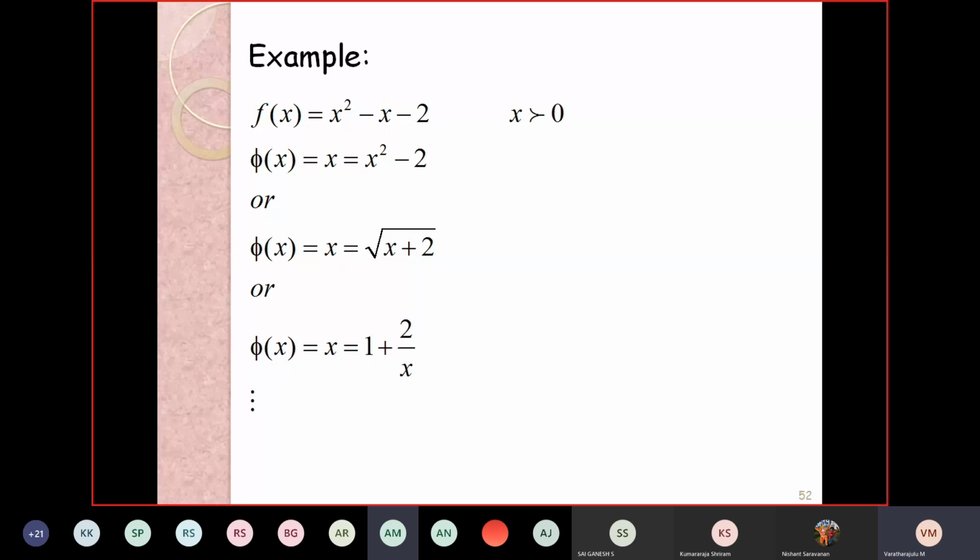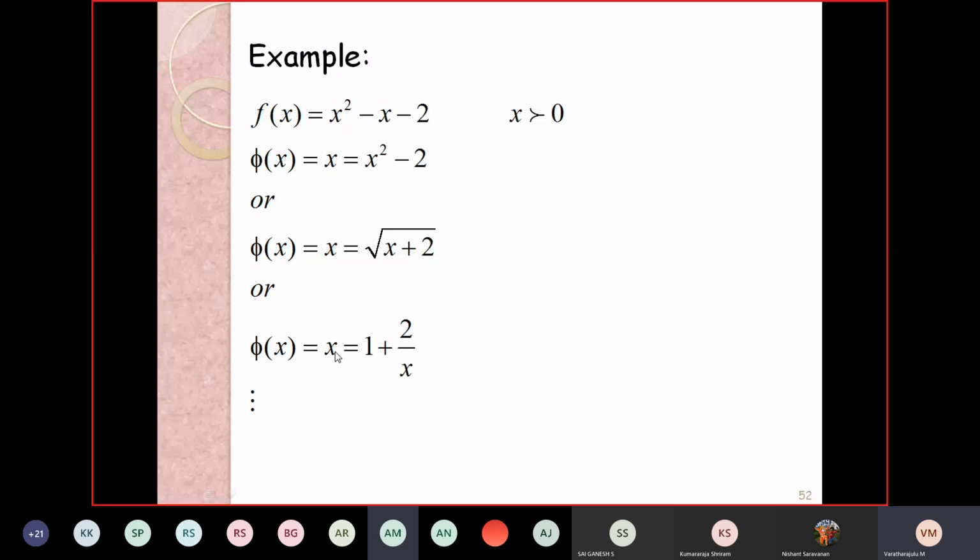In the iterative method, what we did is the given problem has to be considered as an f of x. Here f of x is equal to x power 2 minus x minus 2, and x greater than 0. And there are possibilities of having x equal to phi of x. Here, one particular case is x is equal to x square minus 2. In another case, x is equal to root of x plus 2. In another case, we can get x is equal to 1 plus 2 by x. This way we can rearrange the given f of x into various phi of x.